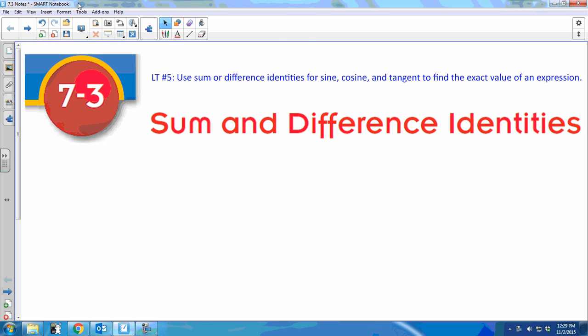Learning target 5 is using sum or difference identities for sine, cosine, and tangent to find the exact value of an expression.